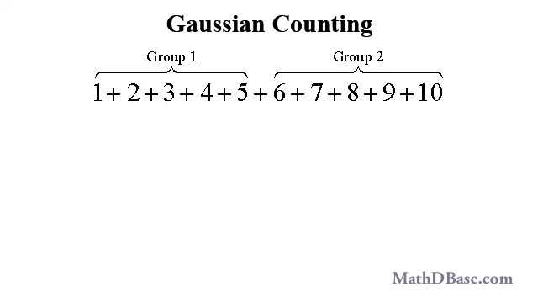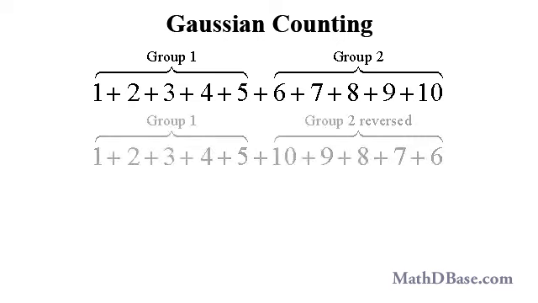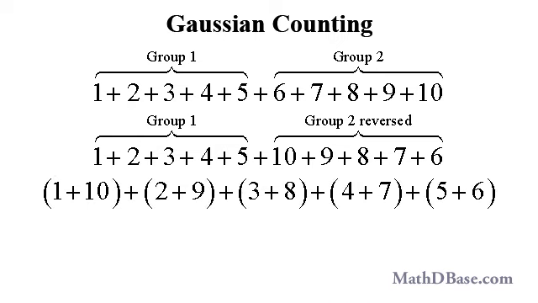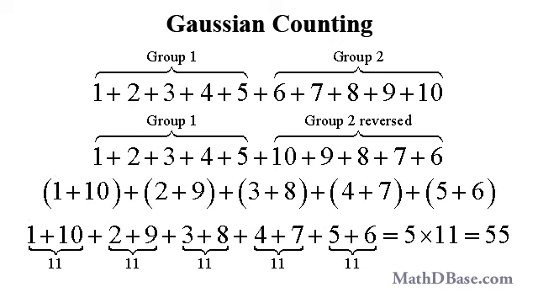To see how Gaussian counting works, let's start with a set of natural numbers from 1 to 10. There are 10 numbers to add, which can be separated into two groups of 5, half of 10, which is exactly the same as adding the two groups with the second group of 10 in reverse order, which can be rearranged again and grouped as pairs, creating 5 pairs, each with a sum of 11. The total sum is 5 times 11, or 55.